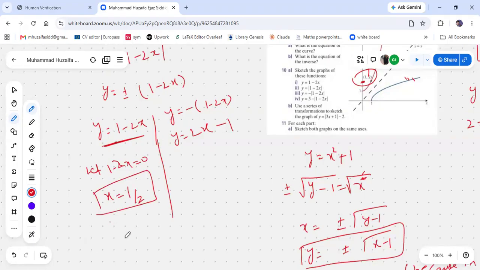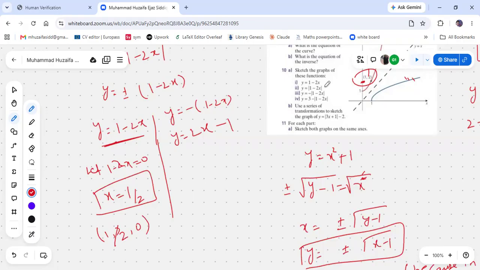So x is equal to half. On the behalf of this one, x is equal to half, we are setting the 0. When y is equal to 0, x is equal to half. Okay. And then we are moving to the downward side, or the negative side.